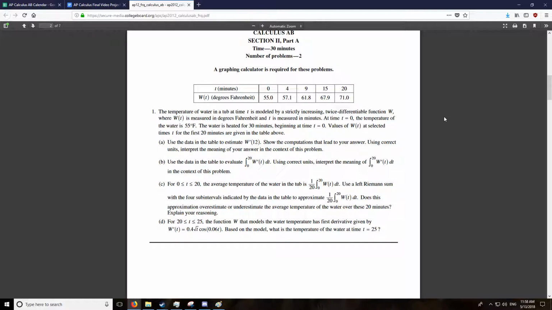For part C of the problem, we are told that the average temperature in the water is given by 1 over 20 times the integral from 0 to 20 of W of t dt. Use a left Riemann sum to approximate this value. Is it an overestimate or underestimate? Explain. A left Riemann sum is our change in time, times the left value for the corresponding y-axis. In this case, we pick left values for our Fahrenheit.